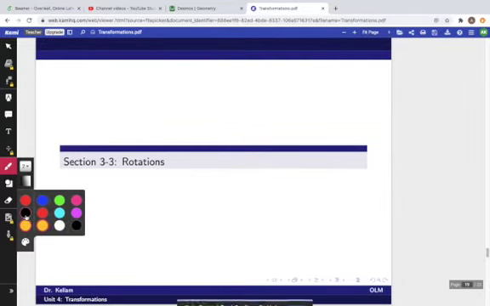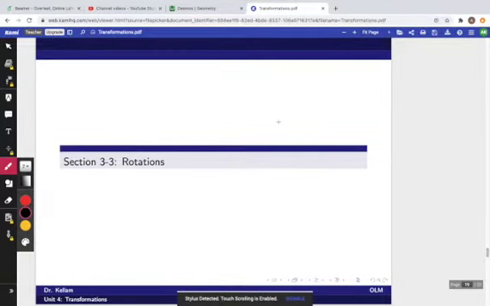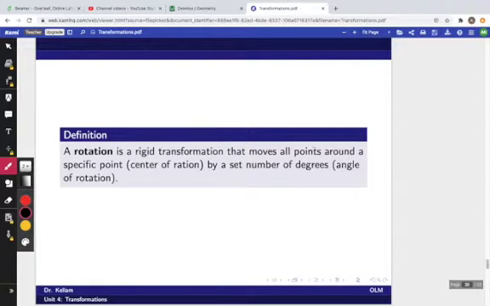This video is going to be discussing rotations, section 3.3. So what is a rotation first off? Basically, we are spinning an object around a point.